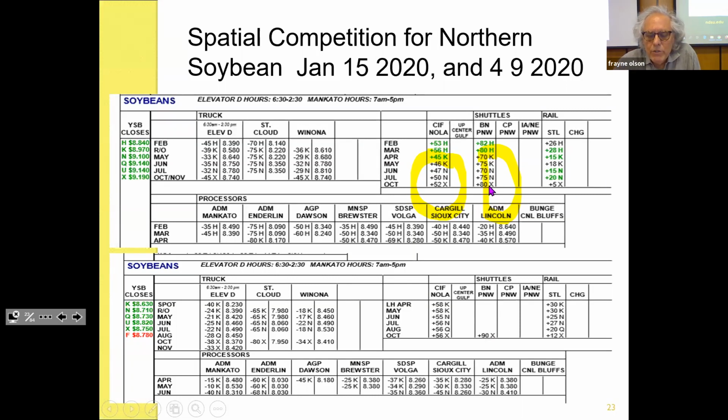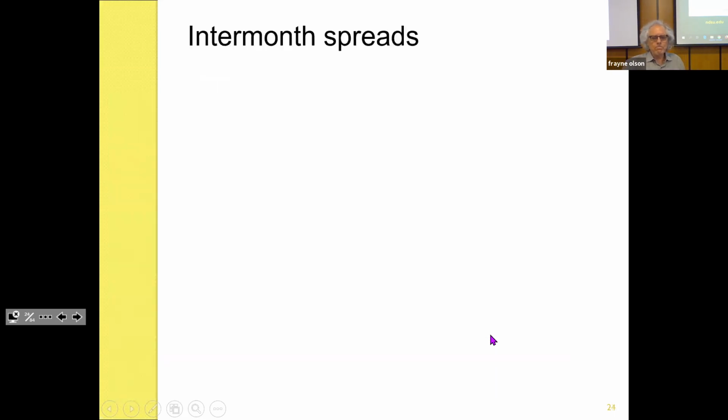However, if you take a look at their new crop bid, it went up from plus 80 to plus 90. So the market is a little more optimistic for a number of reasons I'll talk about later about new crop sales via the PNW. So that's pretty instructive. These are things we follow here.